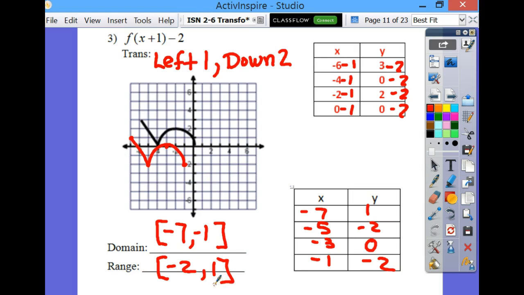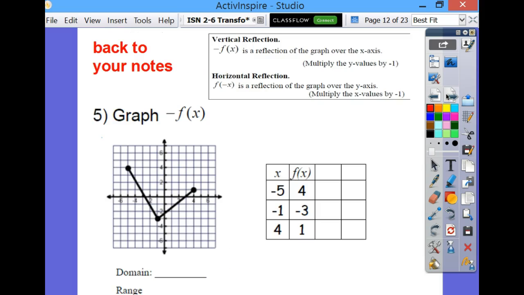Now, why do we have to skip over problem number 2 on our homework paper? That negative sign out in front, so we need to go back to our notes and look at what we do with that negative sign out in front. So back to your note paper, problem number 5 on your note paper.